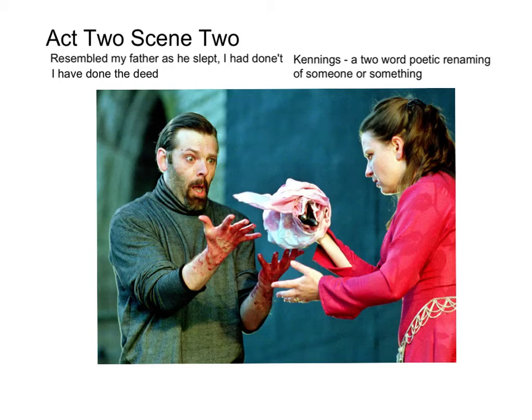She says, "Go get some water and wash this filthy witness from your hand. Why did you bring these daggers from the place? They must lie there. Go, carry them and smear the sleeping grooms with blood." All right, she's saying, "Stop it, knock it off, all right? You've got to go fix this." And Macbeth says, "I'll go no more. I will not do it. I am afraid to think what I have done. Look on it again, and I dare not." So Macbeth is distraught about the whole scene.